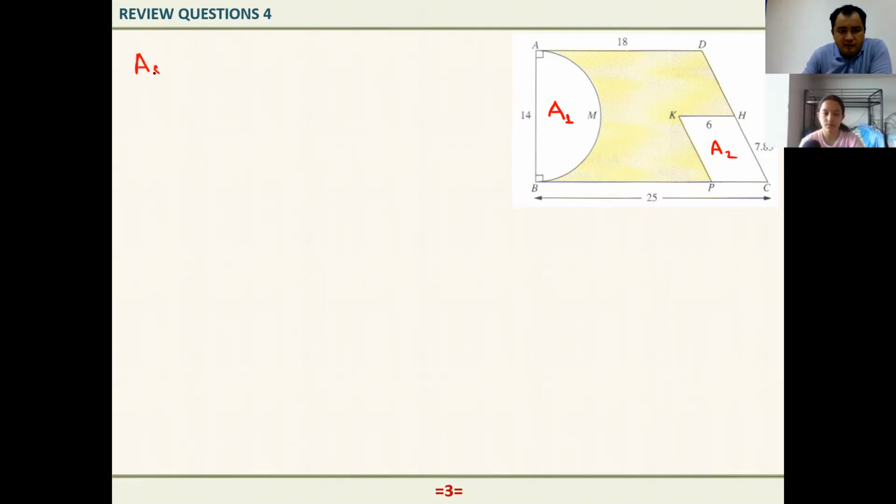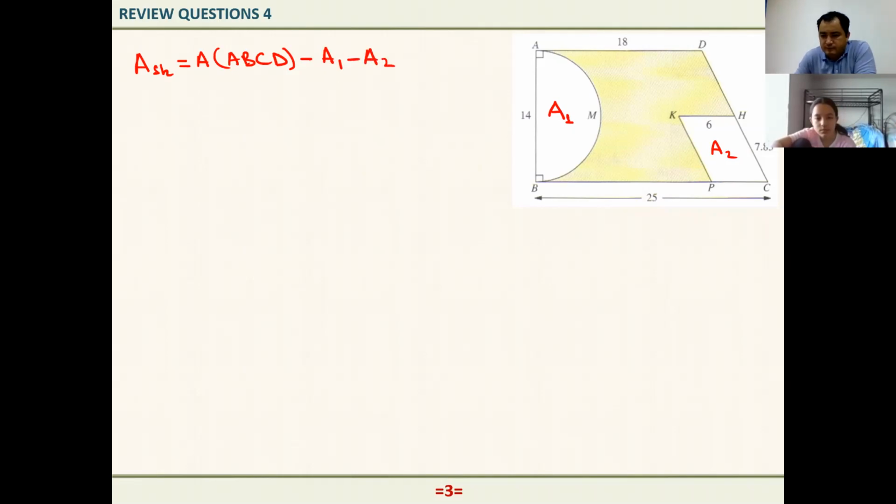Then the area of the shaded region equals the area of the trapezium ABCD minus area 1 minus area 2. Do you think this makes sense? To find the area of the shaded region from the area of the trapezium, if we subtract the area of the semicircle and the parallelogram, what is left here? Only the shaded region left, right? So we will use this idea.